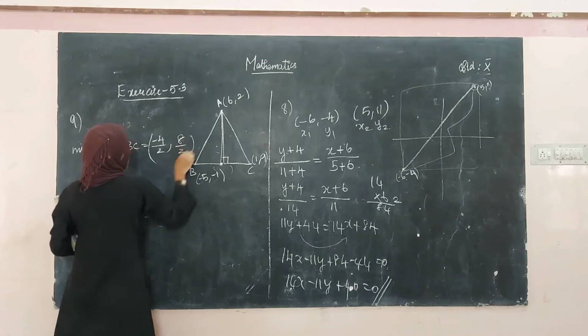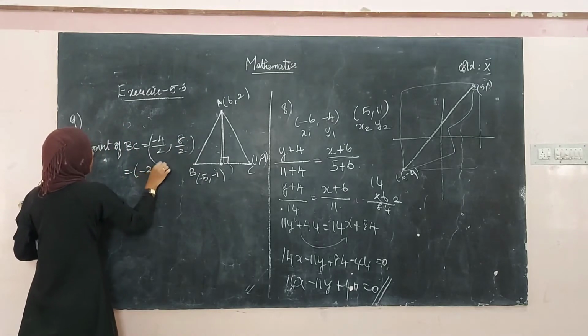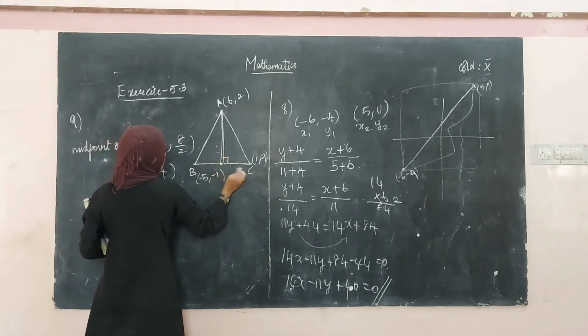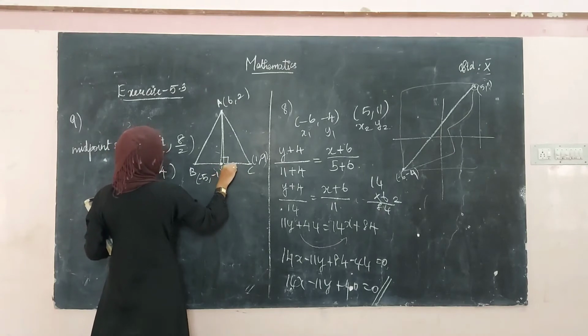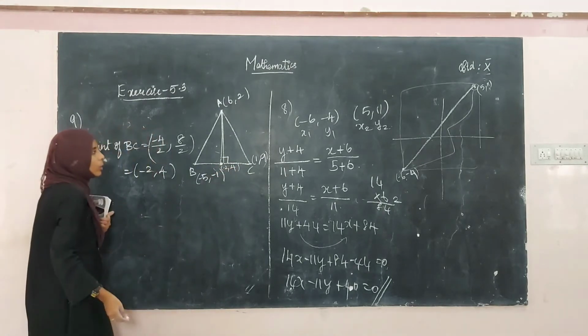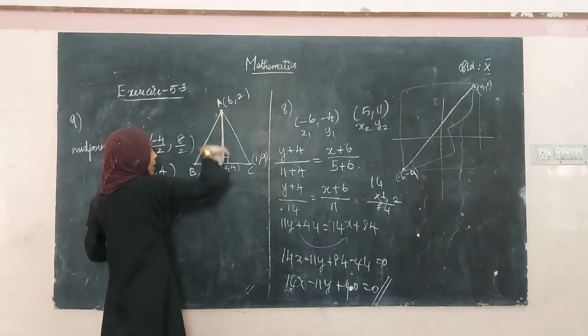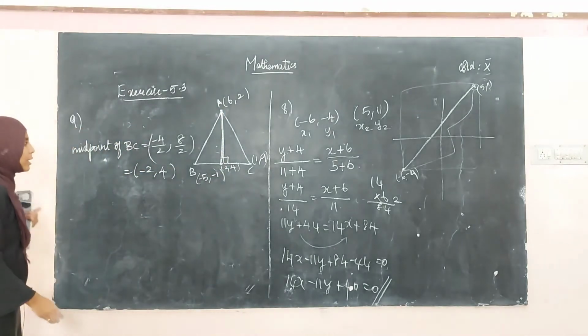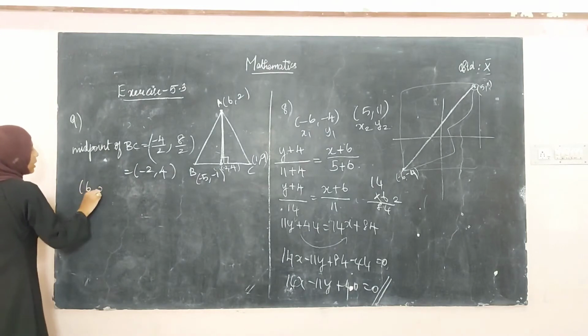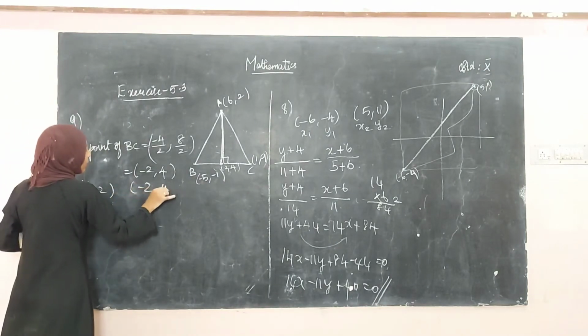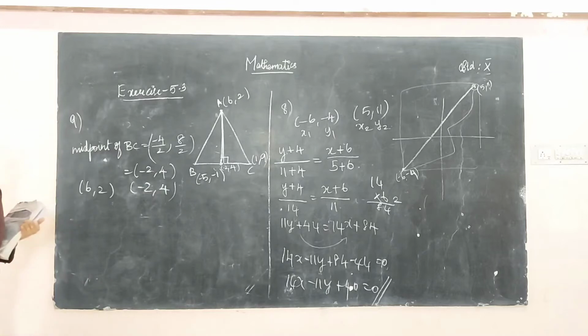by 2. So what's the answer? It is minus 2 comma 4. So this point is minus 2 comma 4. Okay, so now we need two points on the line. The first point is 6 comma 2, and the other point is minus 2 comma 4. So what about the equation of this median?